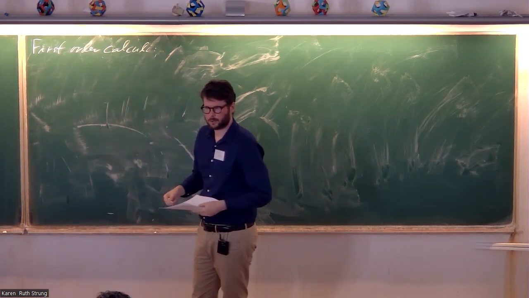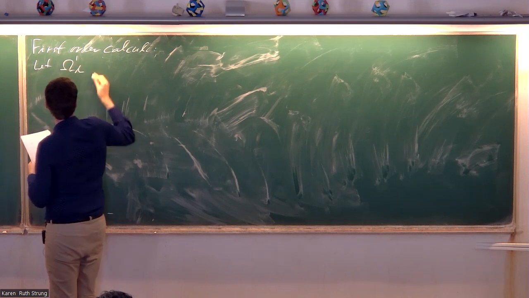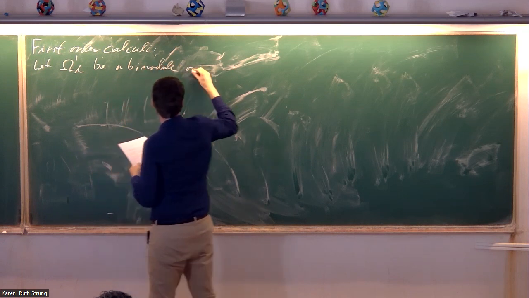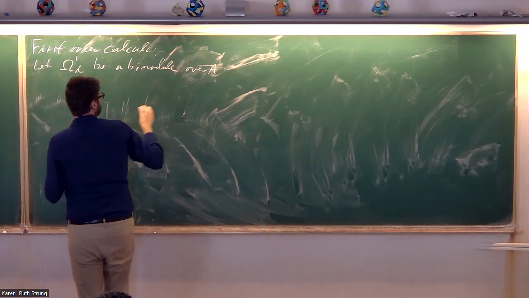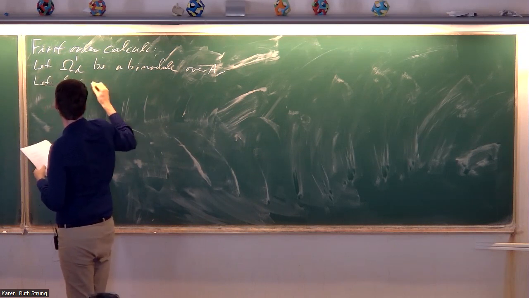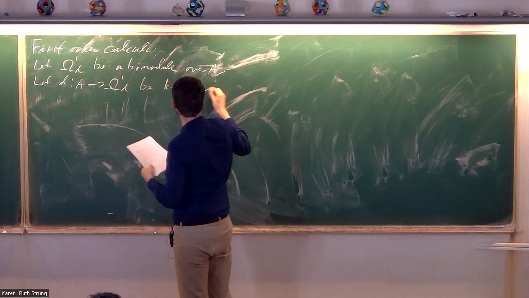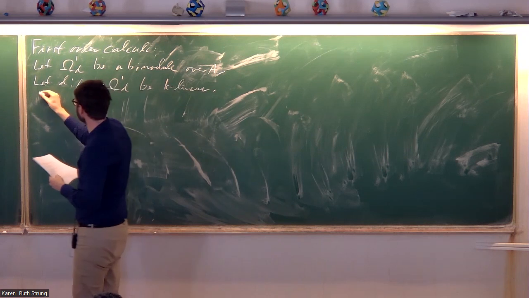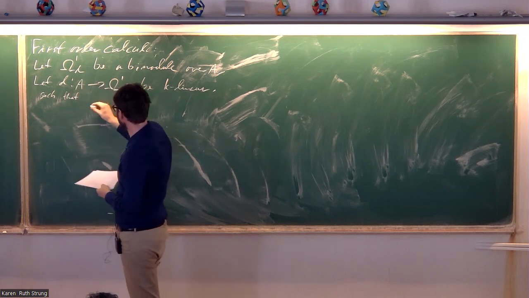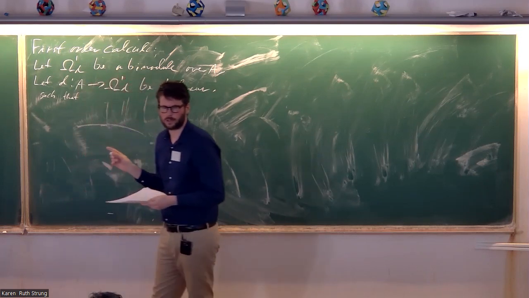Okay, so now finally, let's talk about first order calculi. So let Ω^1_D be a bimodule over A, and let D be a k-linear map such that we have the non-commutative, bimodule version of the Leibniz rule. Or in other words, it's an Ω^1-valued derivation on A.